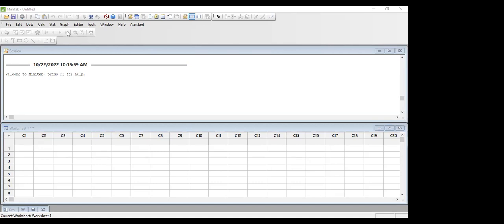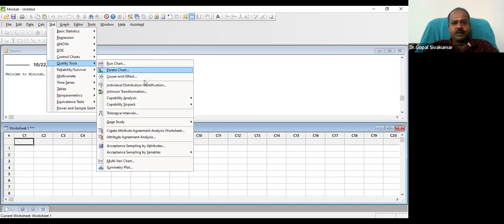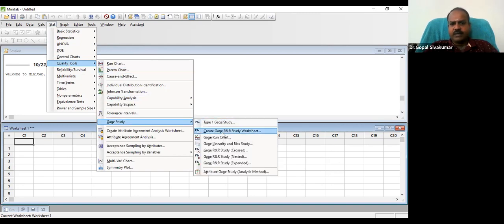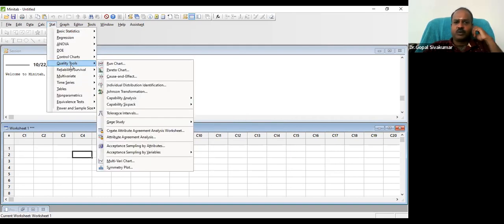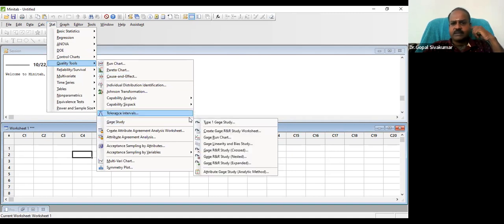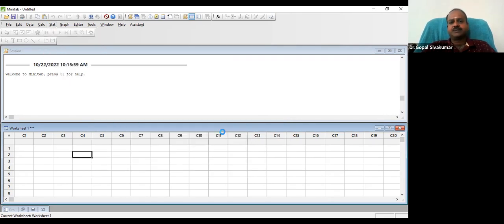Thank you. So now you go to Stat, go to Quality Tools, go to Gauge Study, and then Gauge R&R Study Worksheet. In case you have a laptop with MINITAB installed as advised, you can practice in parallel with me. This is going to be completely MINITAB based. So I repeat it again. After opening MINITAB, go to Stat, Quality Tools, Gauge Study, Gauge R&R Study Worksheet. So we need to create the gauge R&R study worksheet.